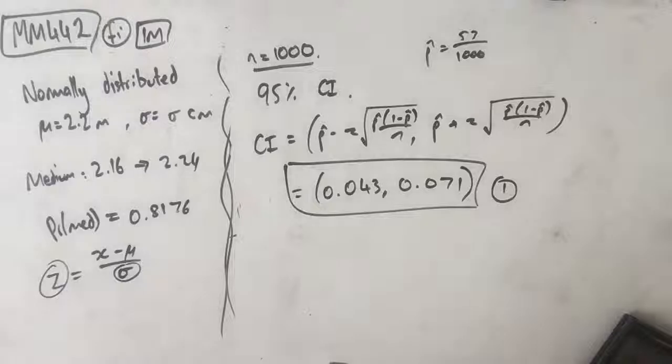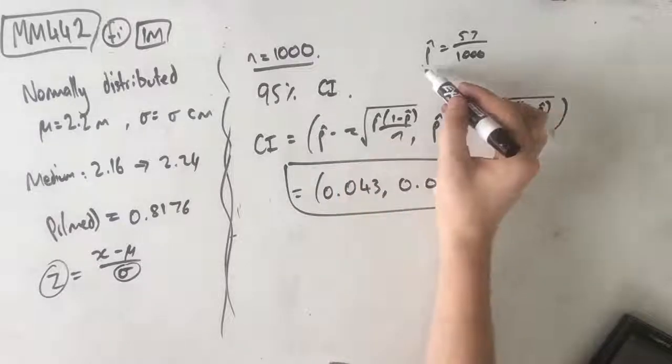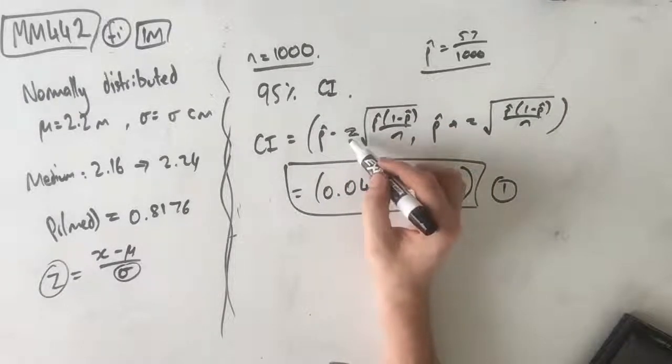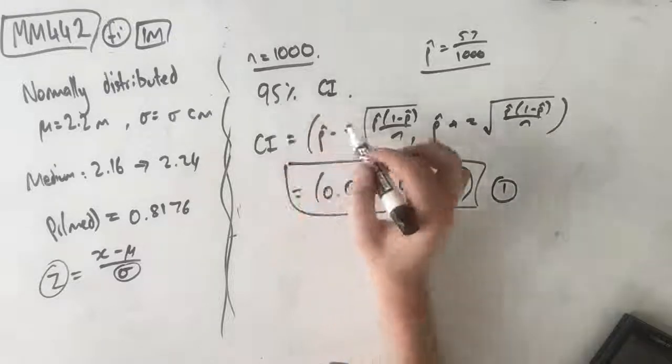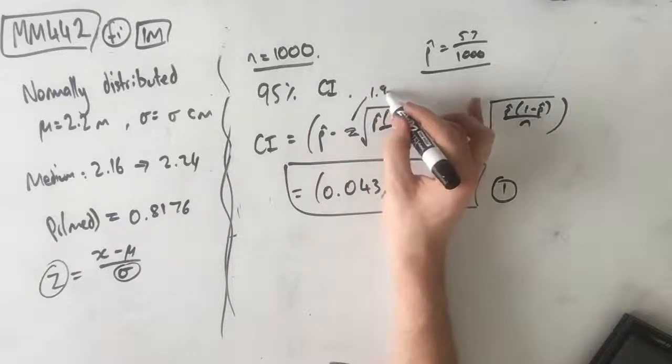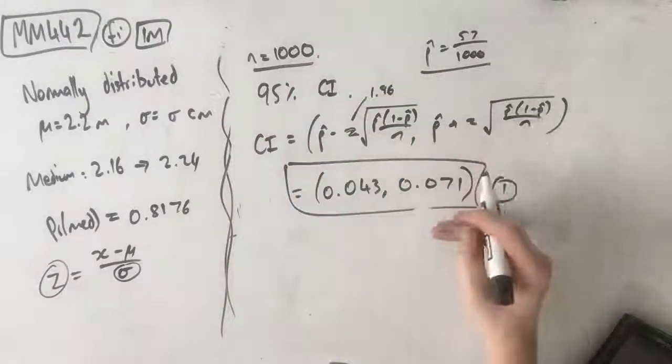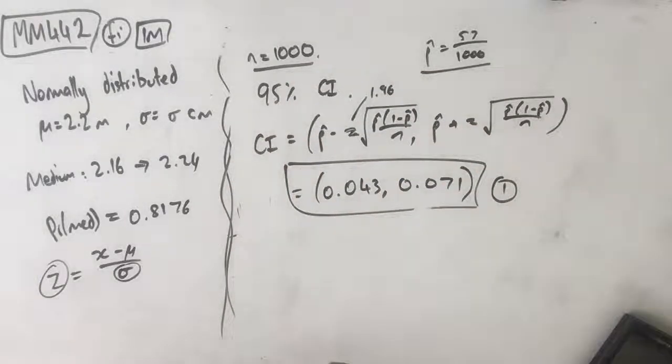Guys, if you wanted to do this by hand, I don't know why you would, but let's say this was a 2 mark question and you had to do it by hand. Our proportion is 57 on 1,000, that's that bit there. Our Z value corresponds to our 95% confidence interval. So this would have been 1.96, and then our N value is simply 1,000. And if you sub that into there, you would end up getting this. Guys, that's it for part FI. Let's move on to part FII.